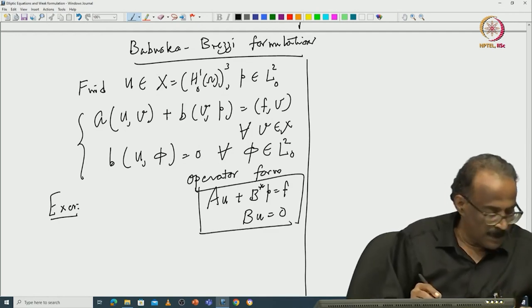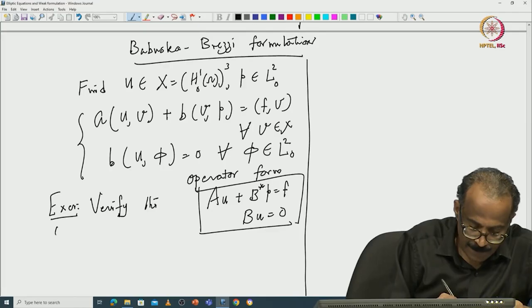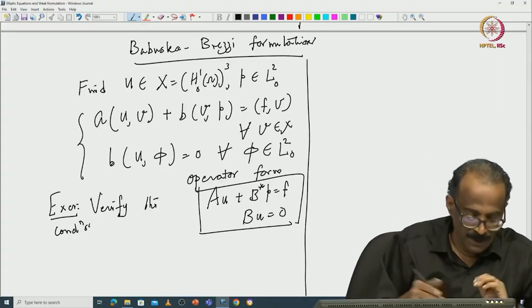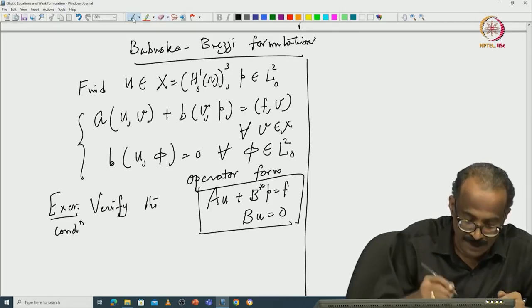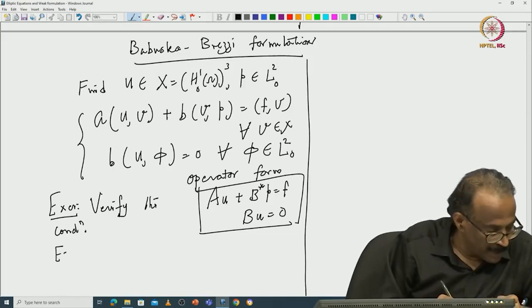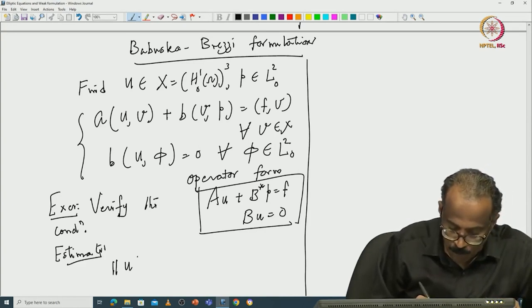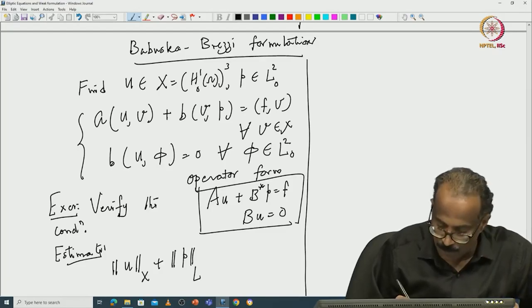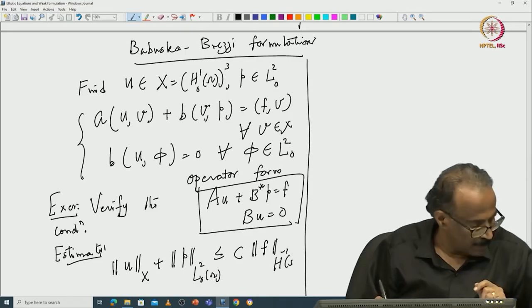Okay. So you can verify the conditions, namely the Babuska-Brezzi condition and the ellipticity on the kernel of B. And you can also get estimates, maybe you have to work a little more: norm of u in X, H1 naught of omega cubed, plus norm of p in L2 naught of omega is less than or equal to a constant times norm of f in H minus 1 or L2, wherever you are using it.